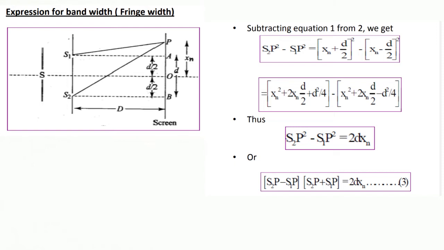(Xn plus d by 2) whole square minus (Xn minus d by 2) whole square. Expanding the right hand terms, Xn square plus 2 Xn d by 2 plus d square by 4, minus Xn square plus 2 Xn d by 2 minus d square by 4. Thus S2P square minus S1P square equal to 2dXn. (S2P minus S1P) into (S2P plus S1P) equal to 2dXn.